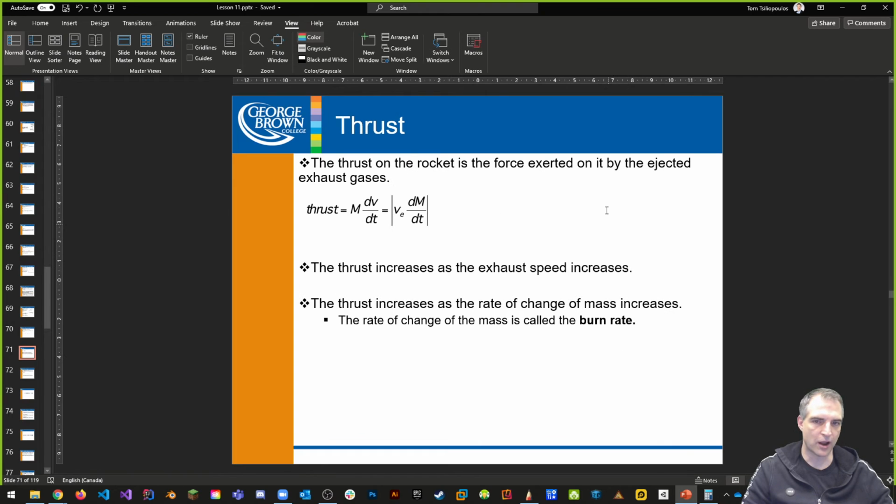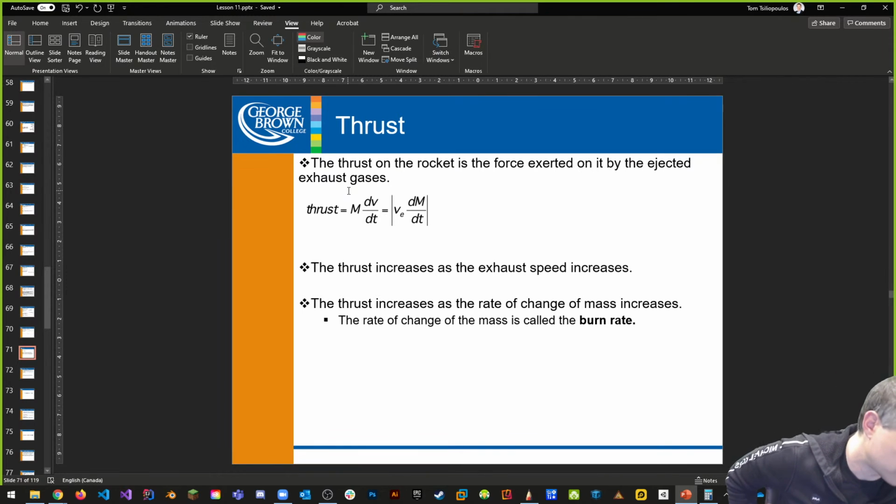Thrust on the rocket is the force exerted on it by the ejected exhaust gases. Okay, so to make it simple for us, unless you want to make an actual simulation, and I'm just talking for games here, right? What we want to say is that thrust is going to be proportional. The amount of momentum is going to be proportional to the amount of mass that leaves the system. That's the easier way to think about it, right?